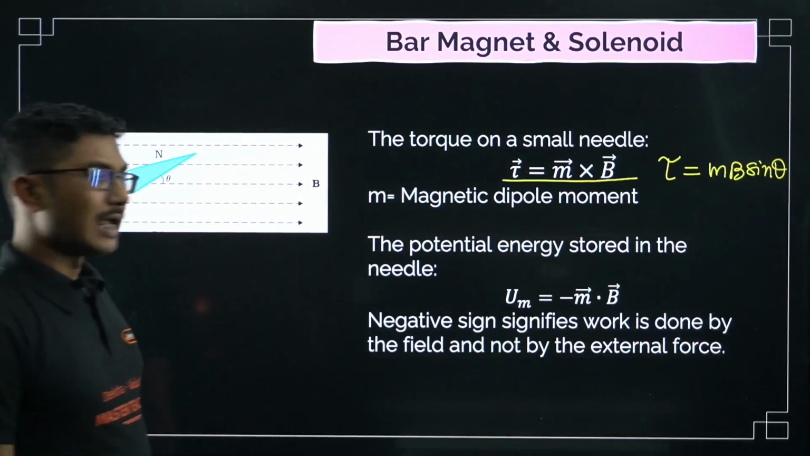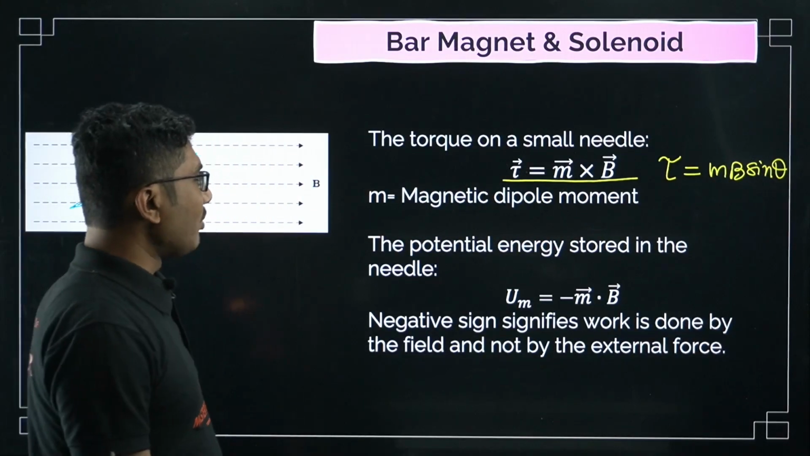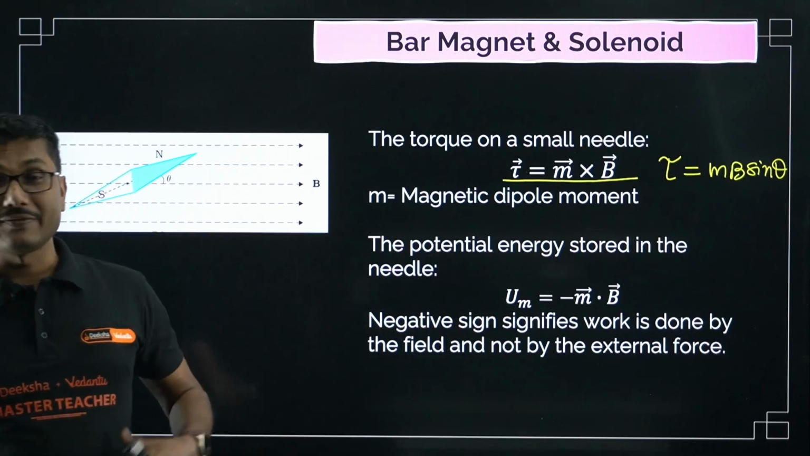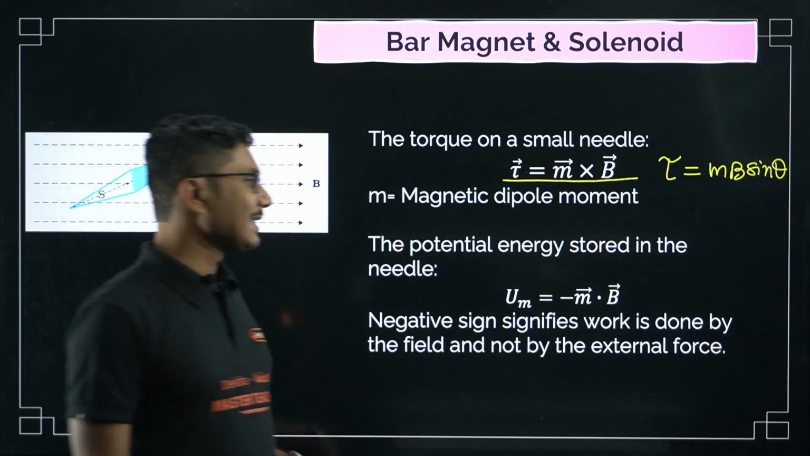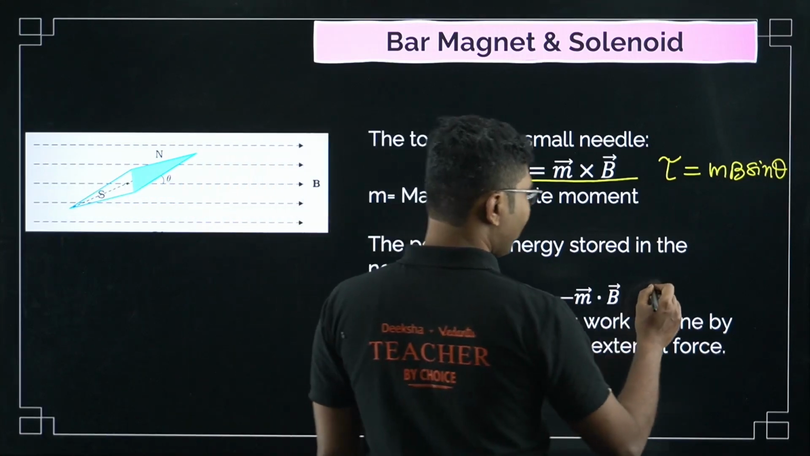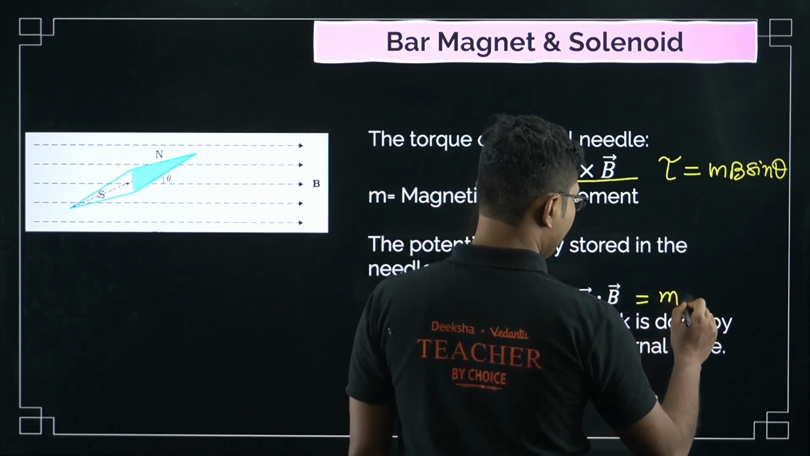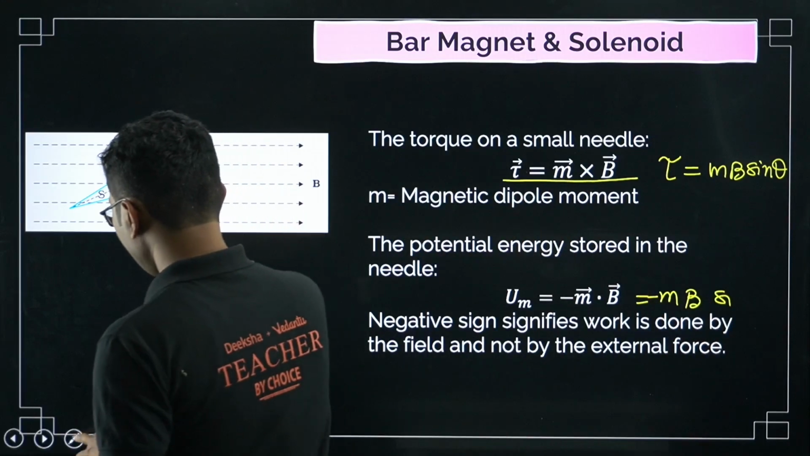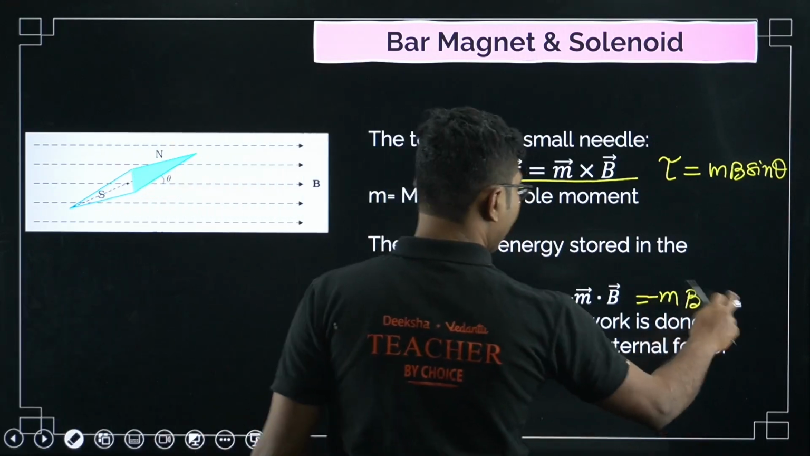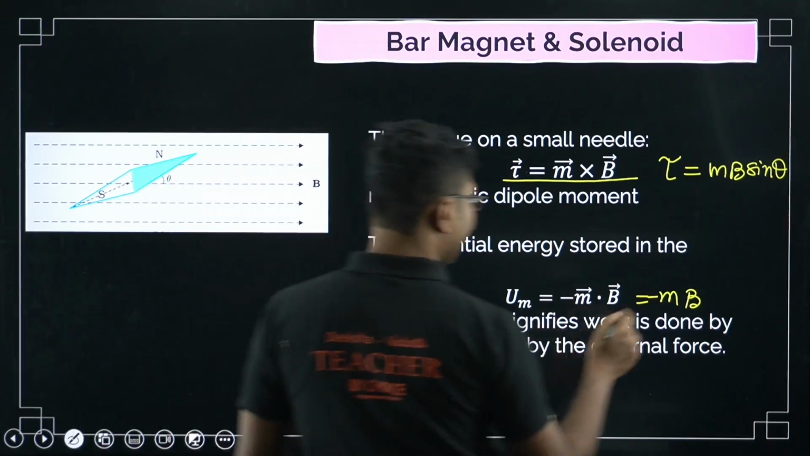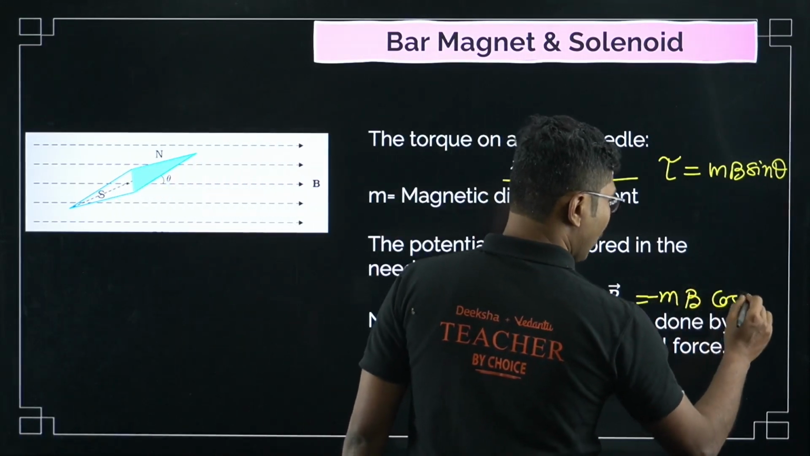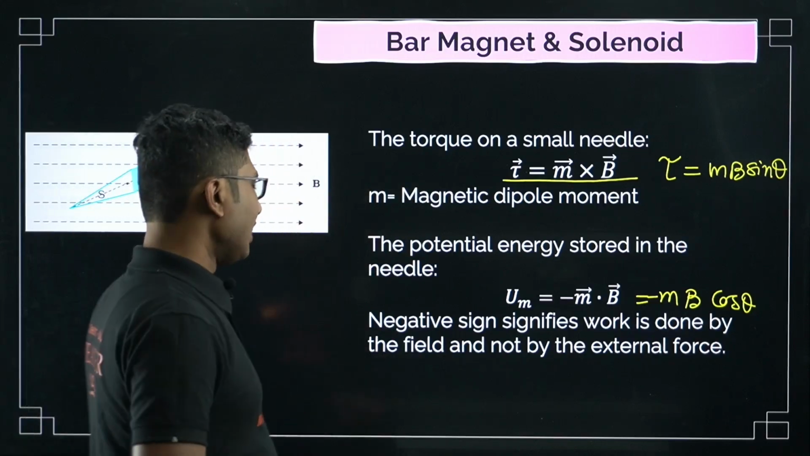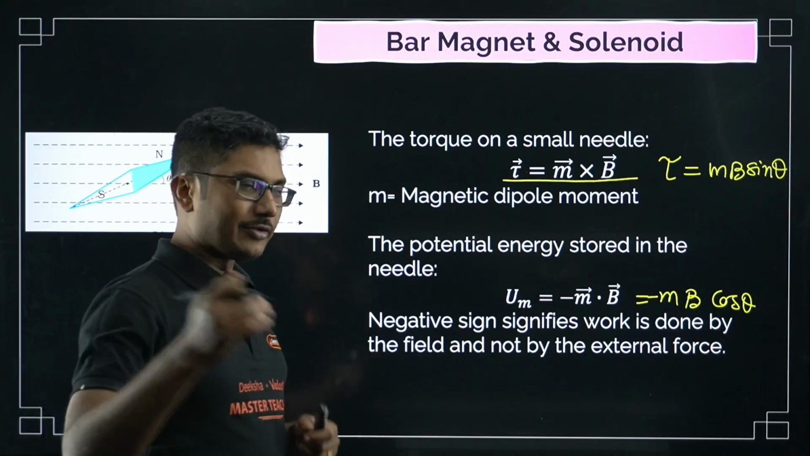M is the magnetic dipole moment, same formula as usual. Now the potential energy stored in the needle, same as in the electric field, minus P dot E. In this case it is minus M dot B, or minus MB cos theta. Dot product. So always remember that scalars are always cos theta and vectors are always sin theta, if there are more than two quantities involved, that is.